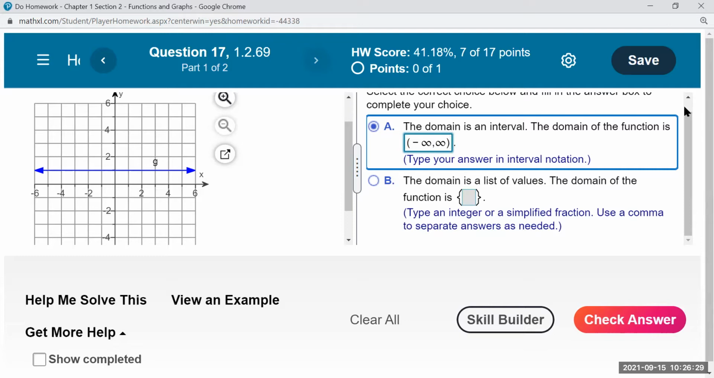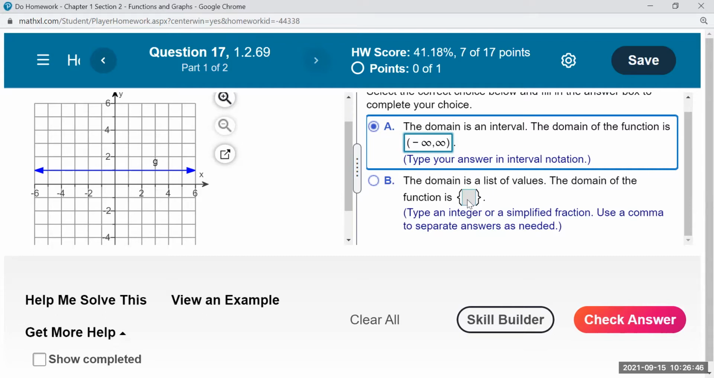Why do I put parentheses and not brackets? Because you can never get to infinity. If you have a bracket, that means you can get to that number. Infinity is impossible to get to.